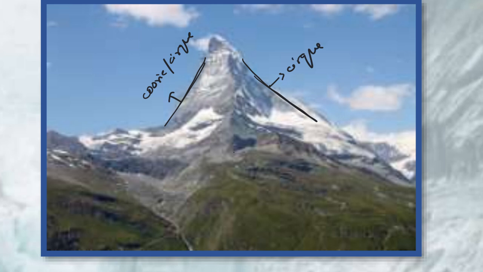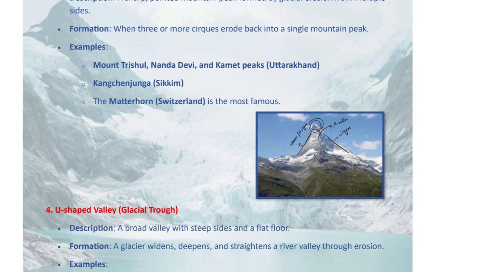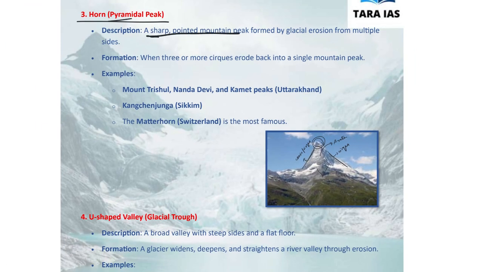So here the elevation happened, here the land got elevated three-dimensionally. Just see here, this picture is very clear, so I hope you understand. So this part is elevated, it popped out. So this is an arete. Fine. And now what is pyramid peak? This part is called pyramid peak. Okay, a sharp pointed mountain peak formed by glacial erosion from multiple sides.